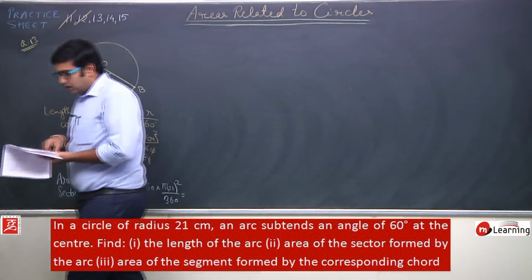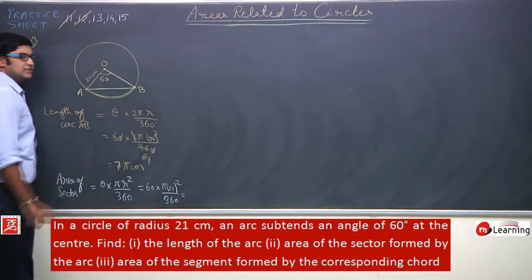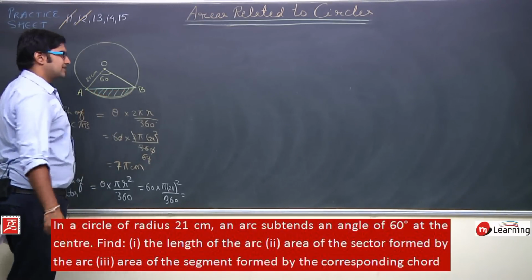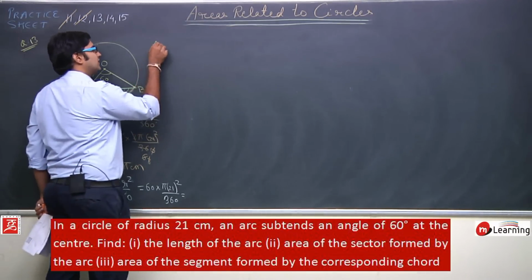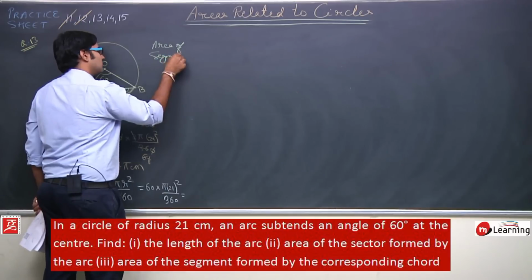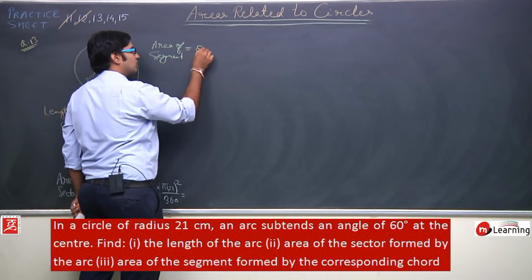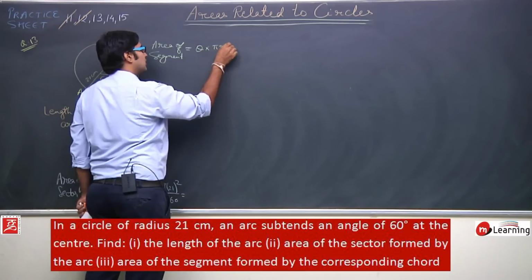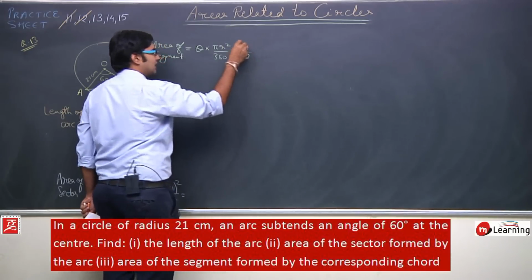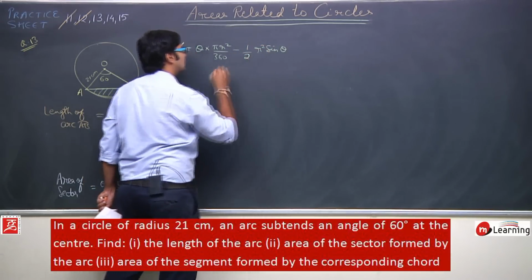Now, which is the chord? The chord is the one which is formed by joining the end points of this arc. So I need to determine the area of this segment. What is the area of segment? Area of segment is equals to area of sector minus area of triangle. I can directly write the formula, theta into pi r square upon 360 minus half into r square into sine of angle theta.